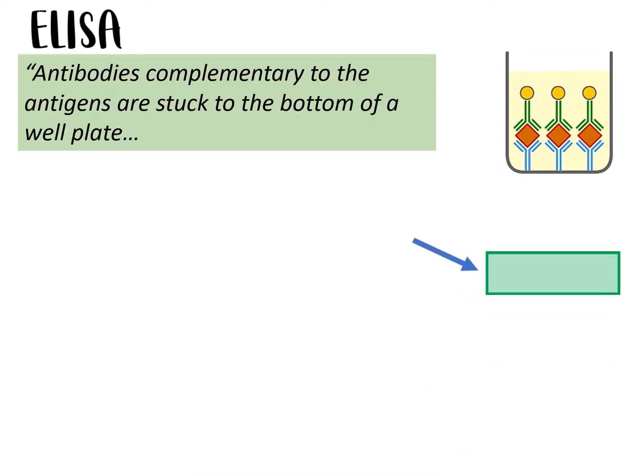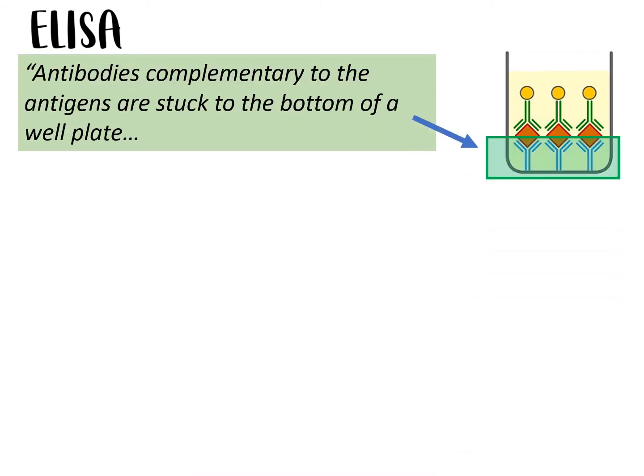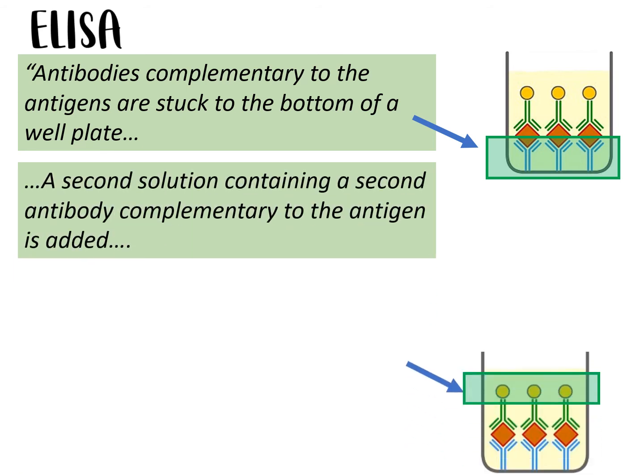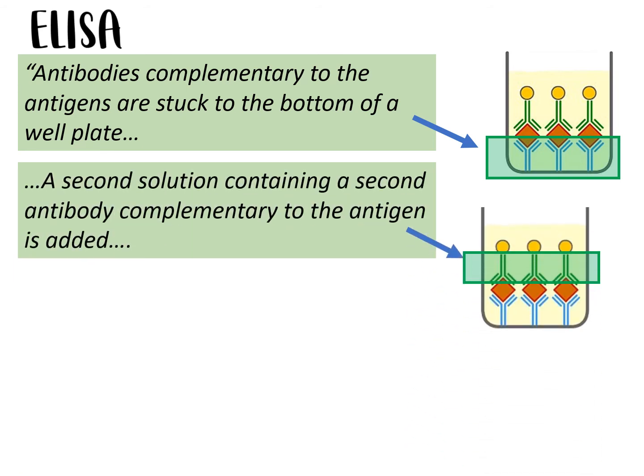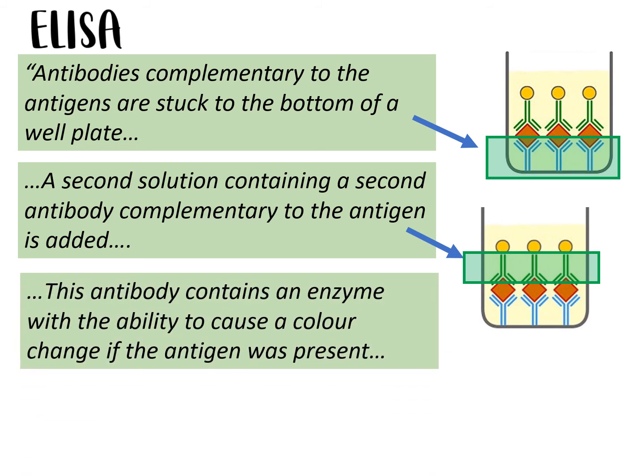In the direct ELISA test, the antibodies complementary to the antigens are stuck to the bottom of a well plate. A second solution containing a second antibody complementary to the antigen is then added. This antibody contains an enzyme which can cause a color change if the antigen was present.